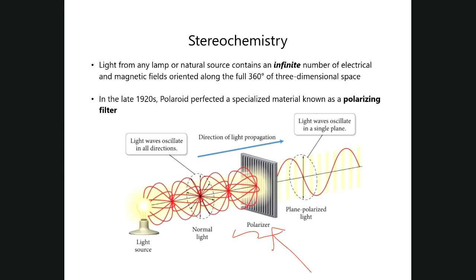So this is what this is trying to illustrate. Notice how everything before the filter is kind of going all over the place. Once the light hits the filter, only the ones that are perfectly parallel, notice these vertical lines, right? Perfectly parallel to the filter, only that goes through. Everything else gets absorbed, if you will, filtered out, only those go through.